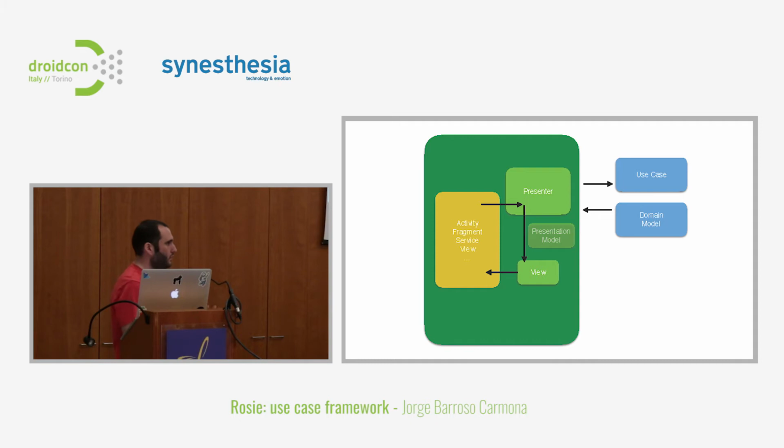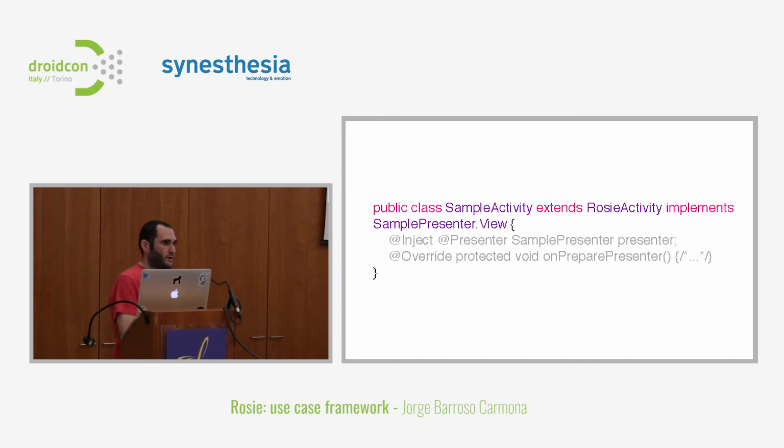How does Rosie help you to make this? Okay, it's easy. We have a Rosie activity. We create the framework. We create some helpers with extension or with inheritance, because Android is an extension framework. It's really easy to go out to composition sometimes. You can use Rosie using composition, but this kind of class is going to help you to remove more boilerplate. You need to extend the Rosie activity.